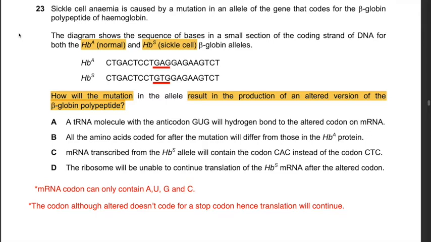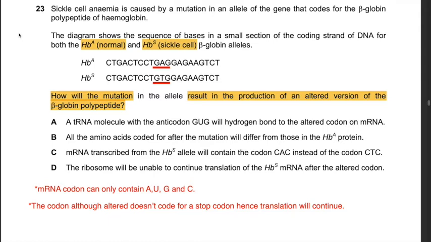Answer C, mRNA transcribed from the sickle cell allele will contain the codon CAC instead of the codon CTC. There cannot be codons which have T in it, as mRNA codons can only contain A, U, G and C. T is only present in DNA and not in RNA. Hence, answer C is obviously incorrect.